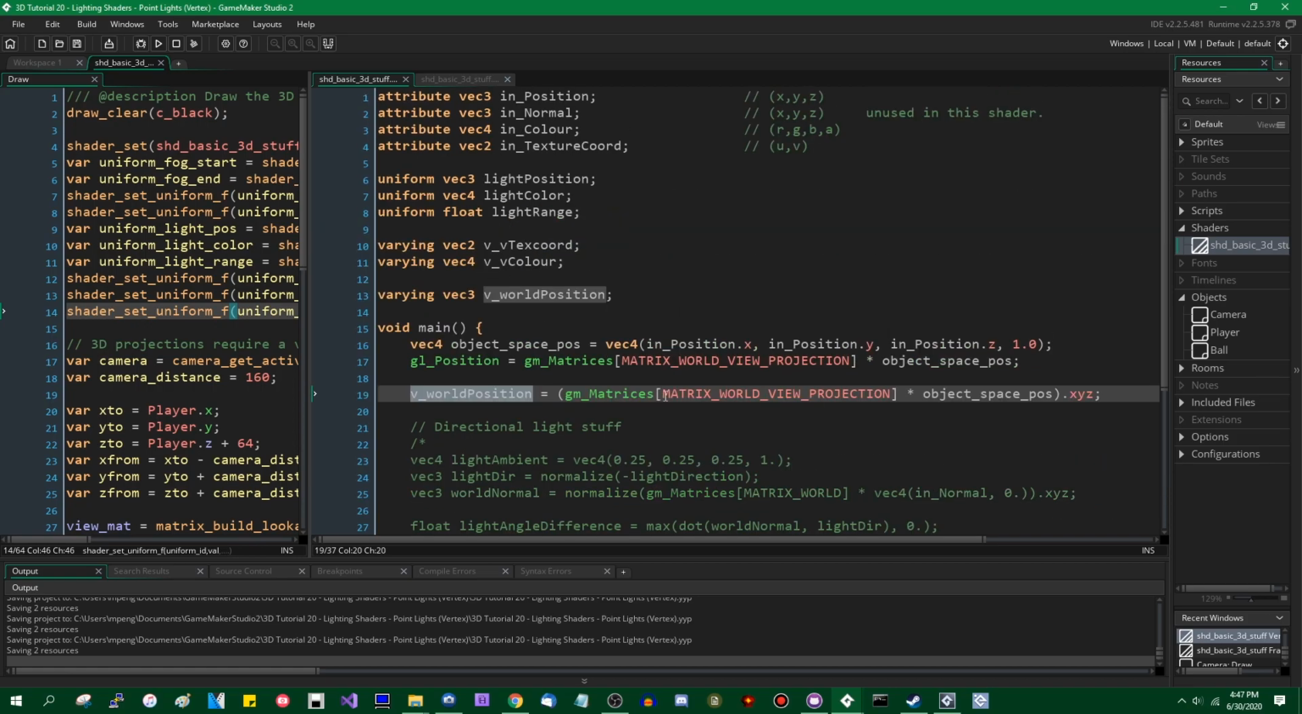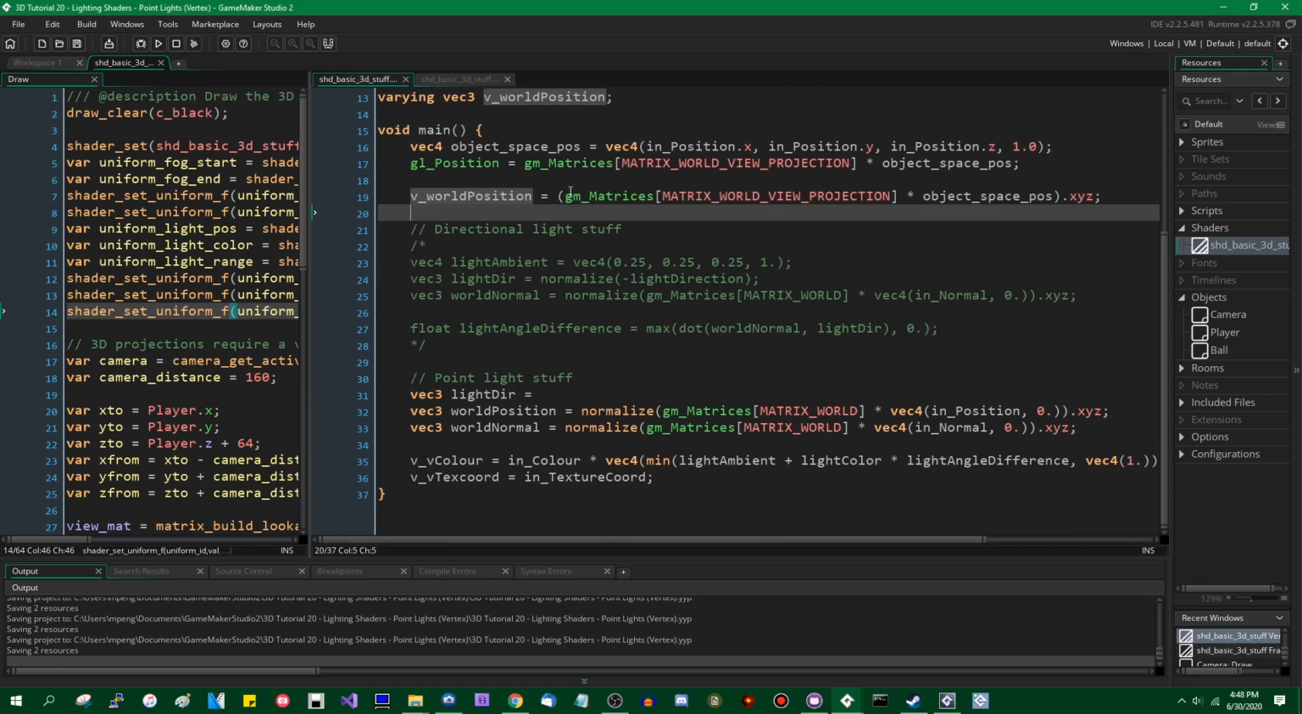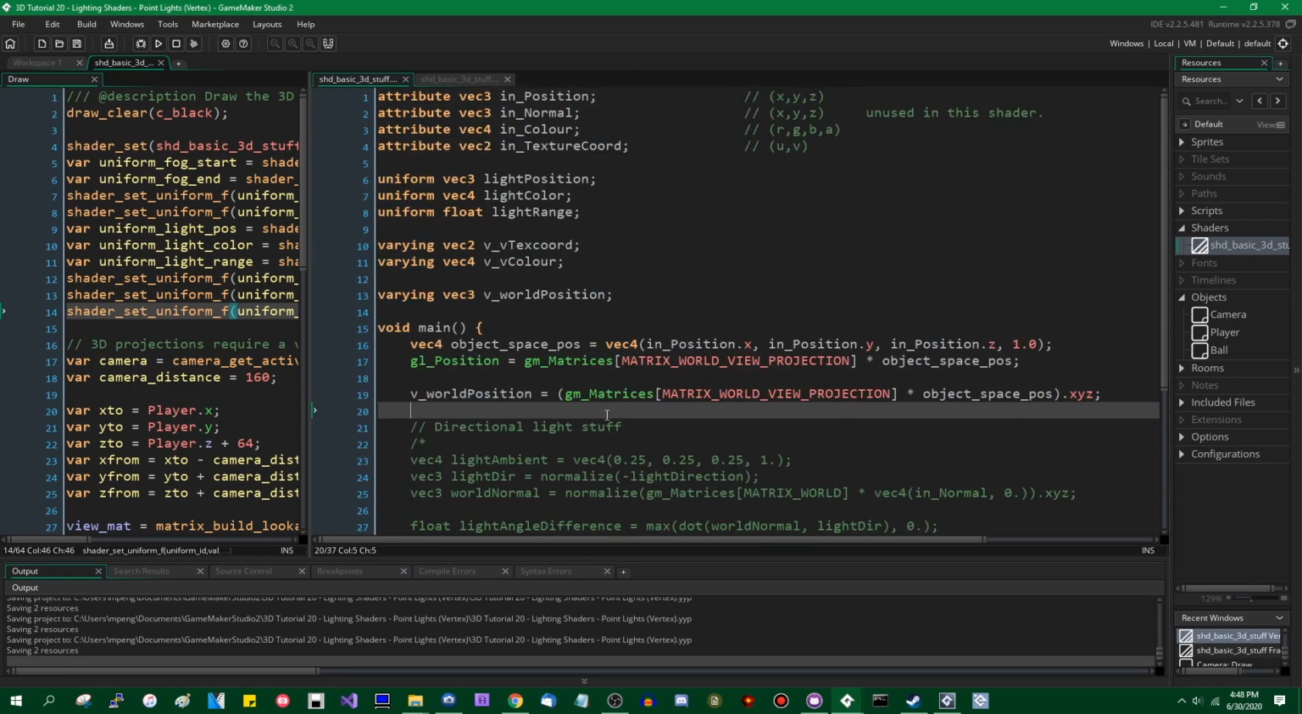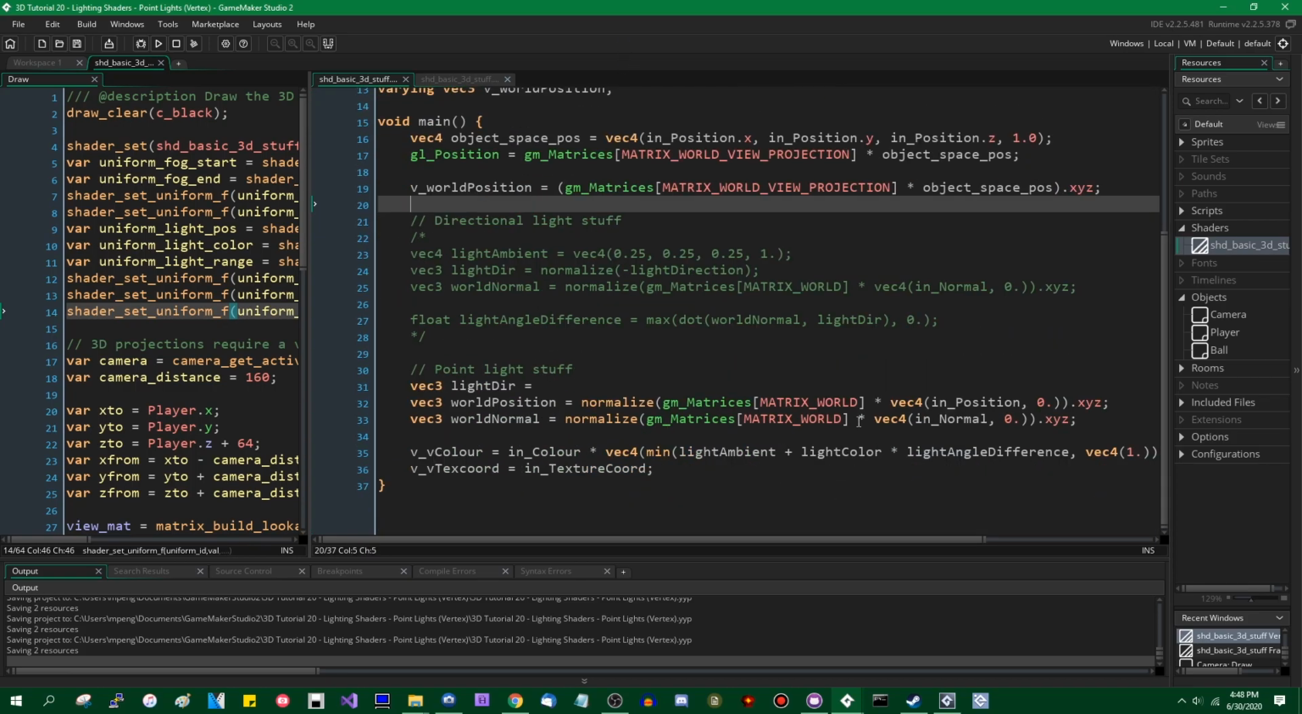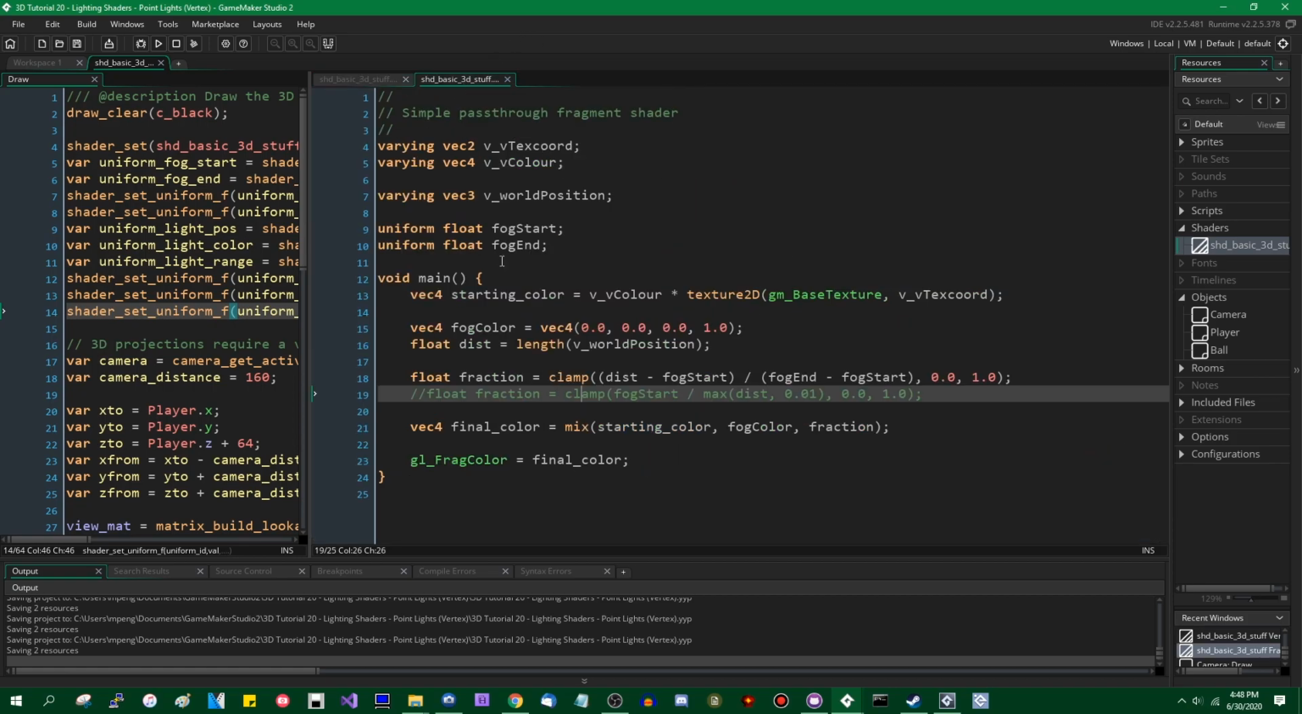This varying from the fog part of the fragment shader is a little bit misleading because it's a little bit more than the world position, but ignore all the stuff up here. This is for fog. Don't mind the fog. It might actually be helpful if I were to comment out all of the fog calculations.